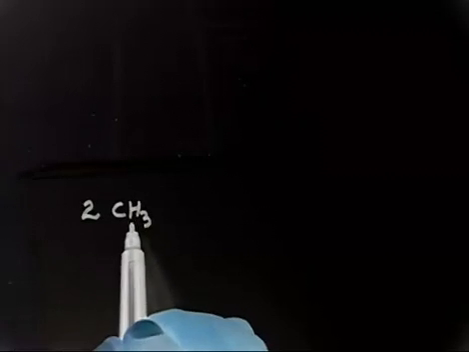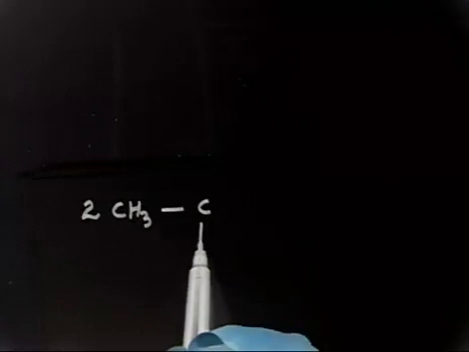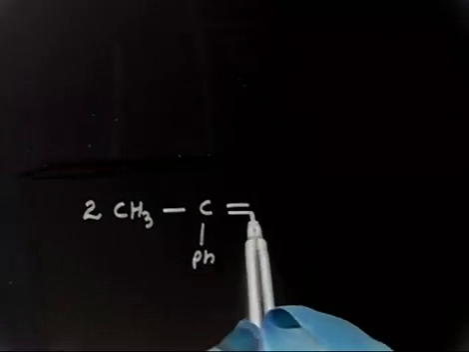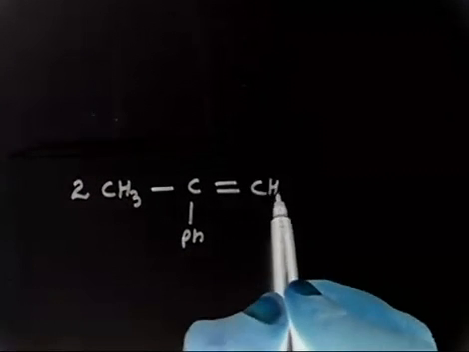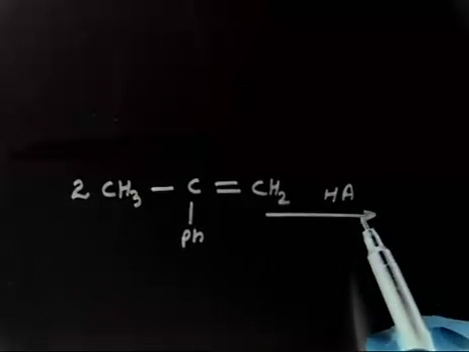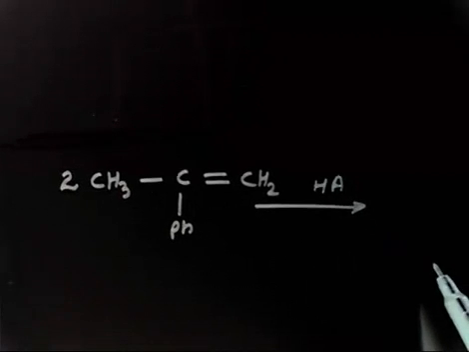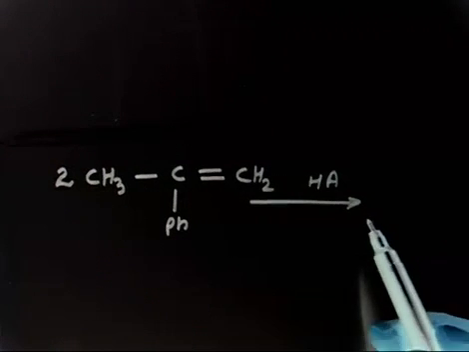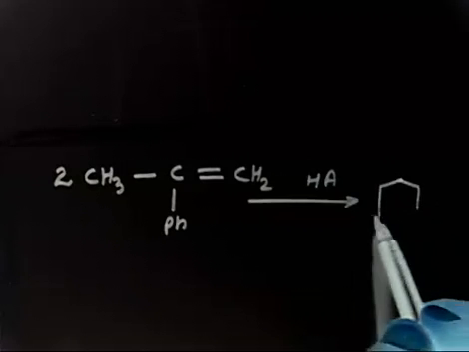Let's discuss this problem. You have to write down the mechanism. The product and the reactant are given to you. The reactant is 2 CH3-C with a Ph group, a double bond, and CH2. If I treat it with HA, this means A minus is not going to attack; it is simply acting as a catalyst.